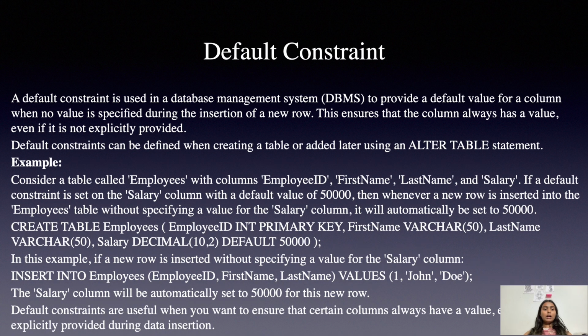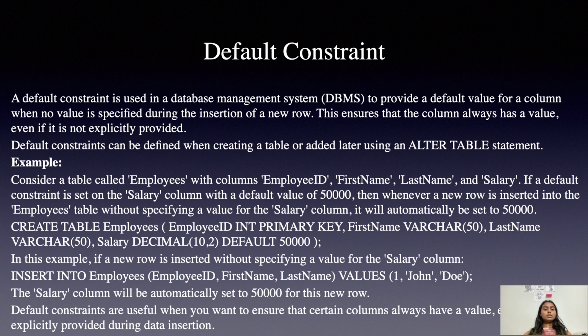Default constraint. A default constraint is used in a database management system to provide a default value for a column when no value is specified during the insertion of a new row. This ensures that the column always has a value even if it is not explicitly provided. Default constraints can be defined when creating a table or added later using an ALTER TABLE statement.